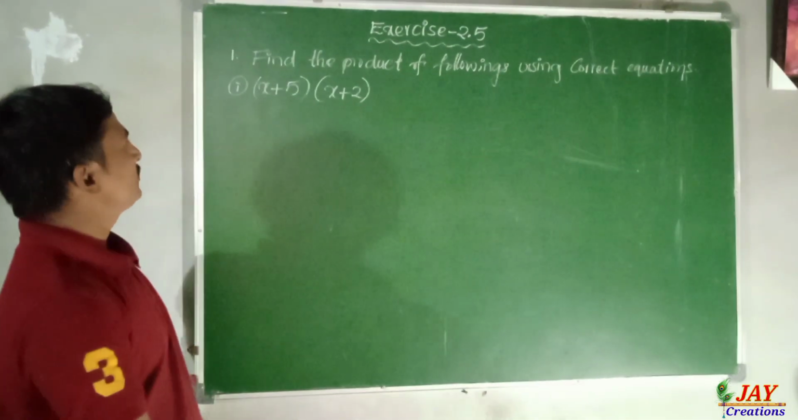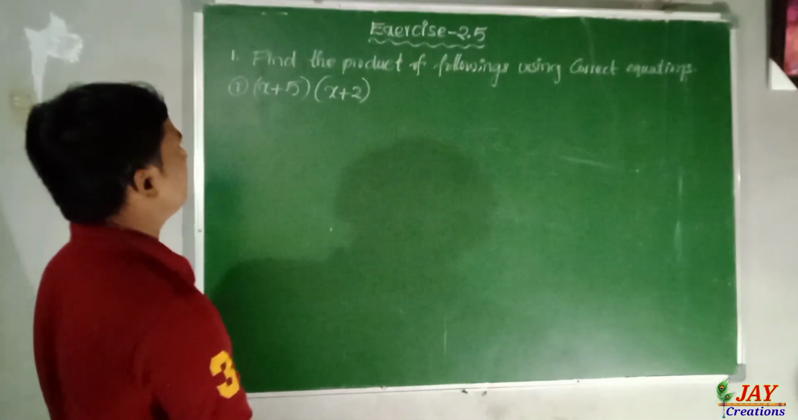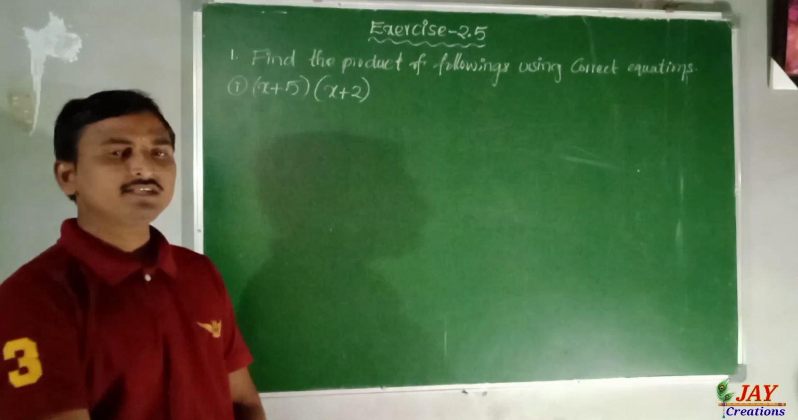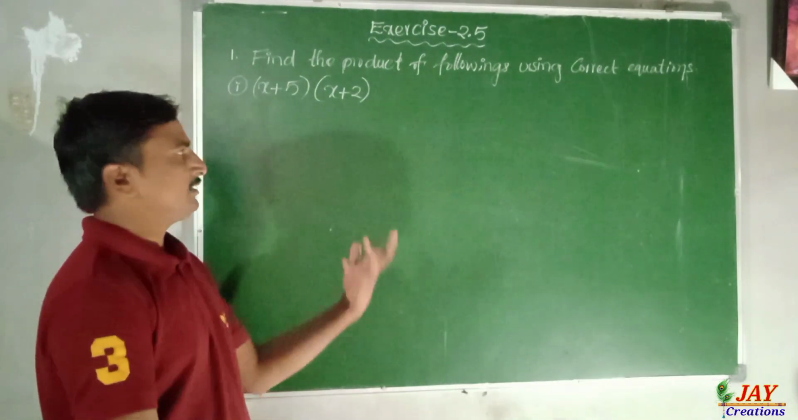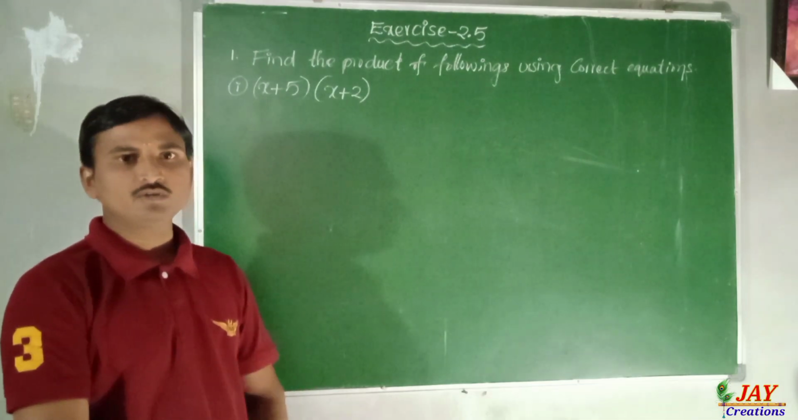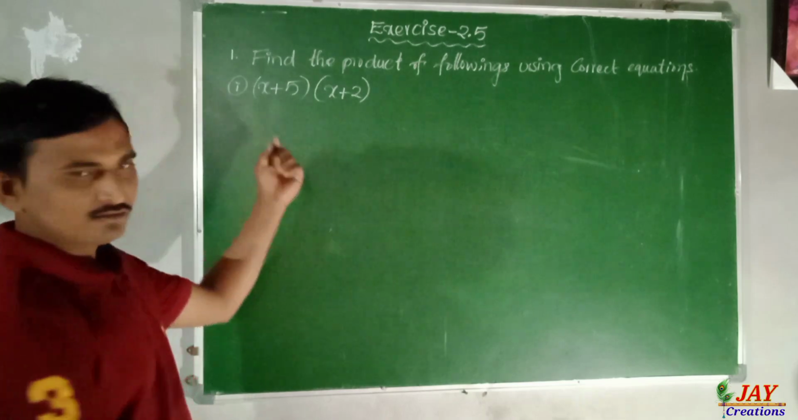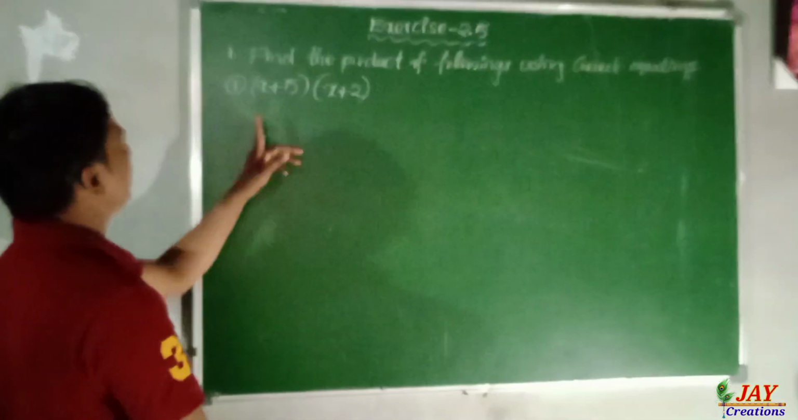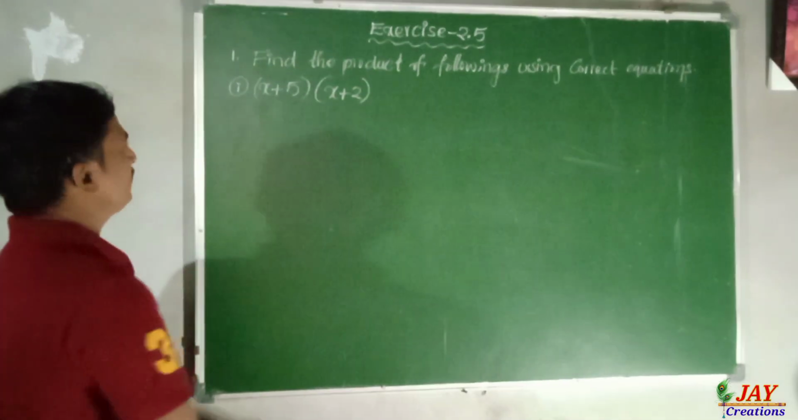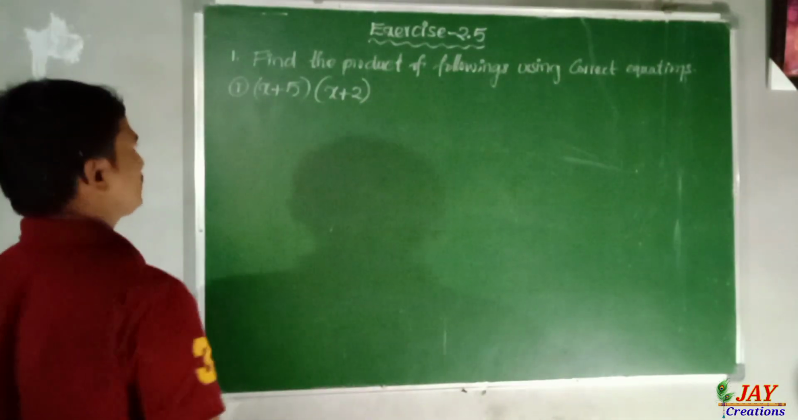In that exercise 2.5, the first question given is: find the product of the following using algebraic identities. In that first question given, (x + 5)(x + 2). In that, x + 5 is multiplied with x + 2. So now we'll solve this.